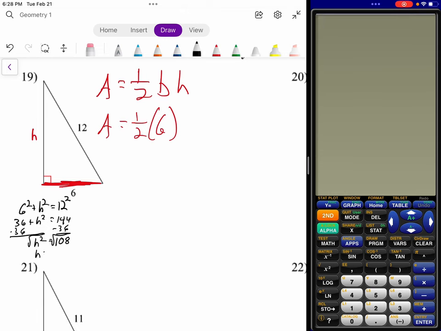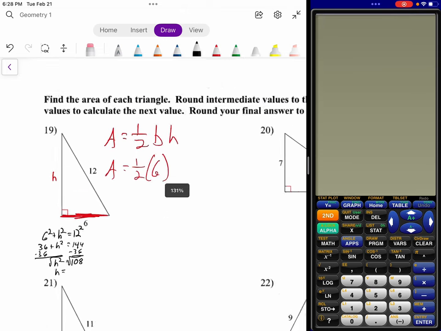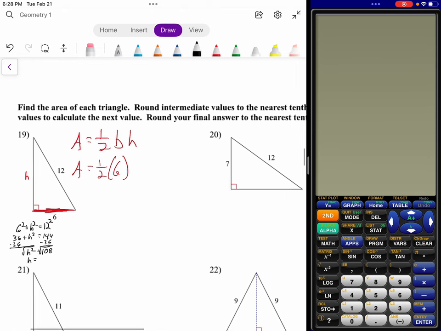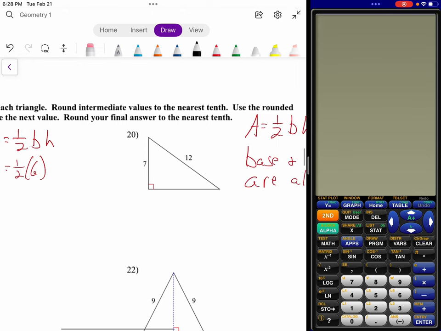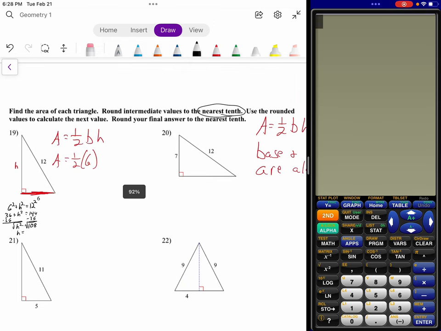Now, I think in the directions, which I did not read aloud, mentioned something about this. Find the area of each triangle, round intermediate values to the nearest tenth. So an intermediate value is like an in between stage. Use the rounded values to calculate the next value. Round your final answer also to the nearest tenth.